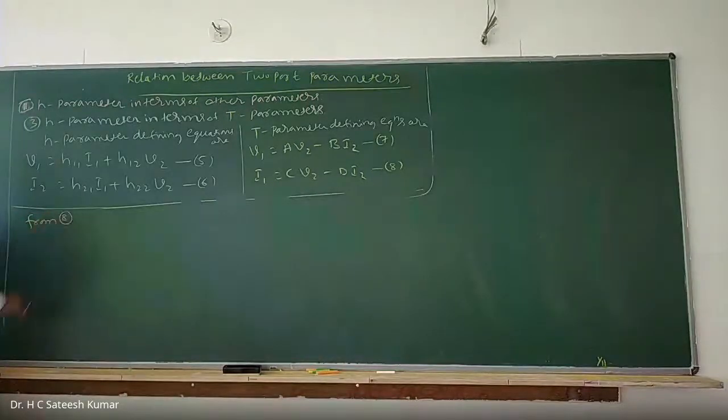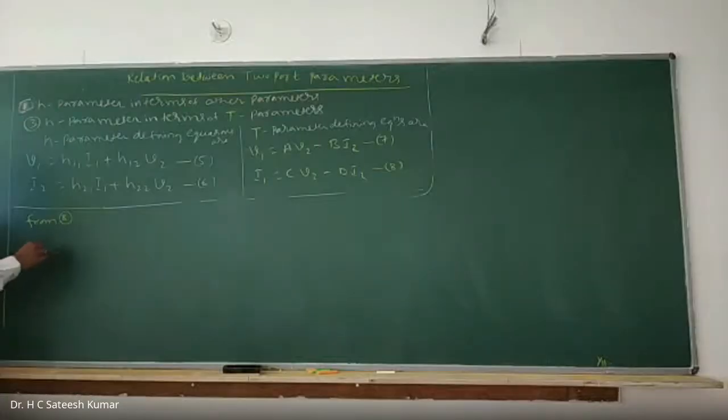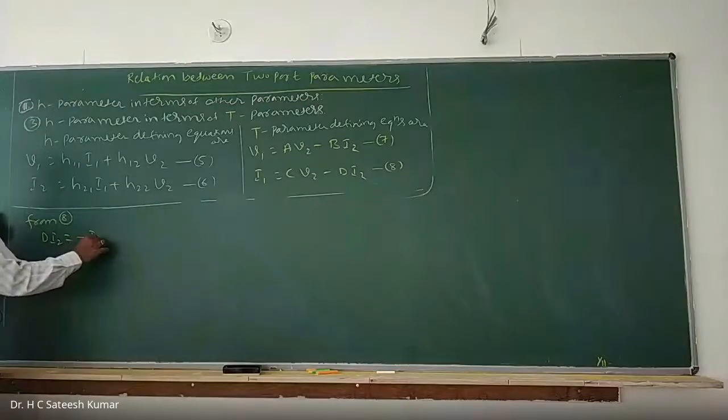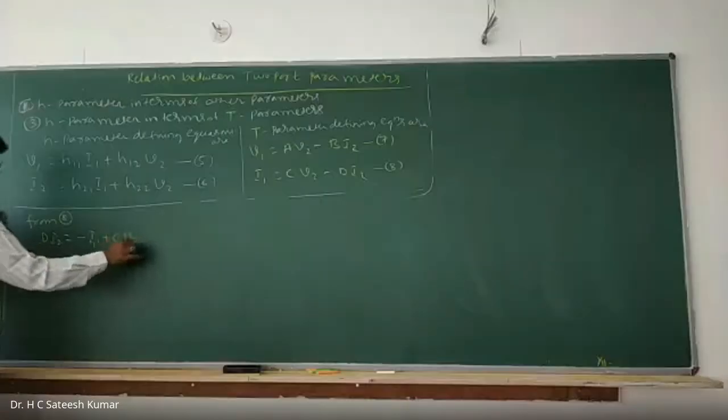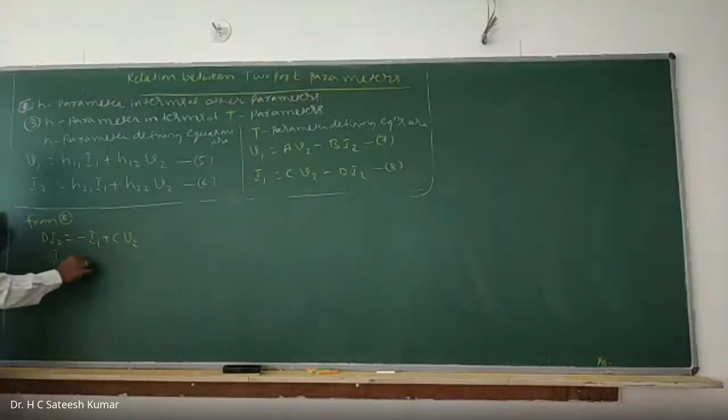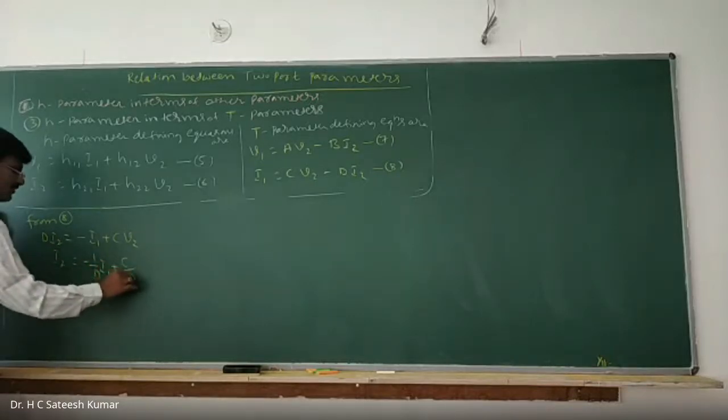From 8, what is the equation? We want I1. I1 should be shuffled to get this I2. So therefore, transfer DI2 to the left hand side, and I1 to the right hand side. So what will I get? DI2 is equal to minus I1 plus CV2. Therefore, I2 is equal to minus 1 by D into I1 plus C by D into V2.